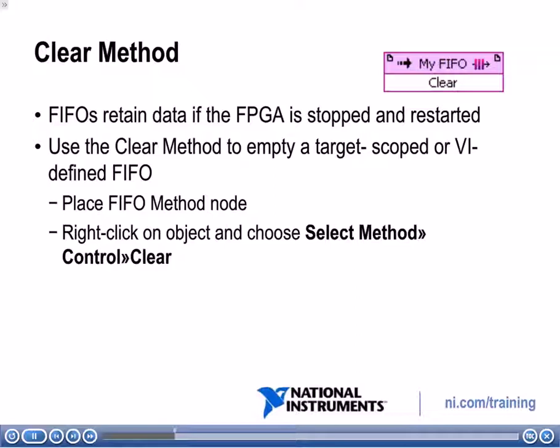The way that you would get to the clear method is you would place down a FIFO method node, and then right click on it and select Method, Control, and then Clear.